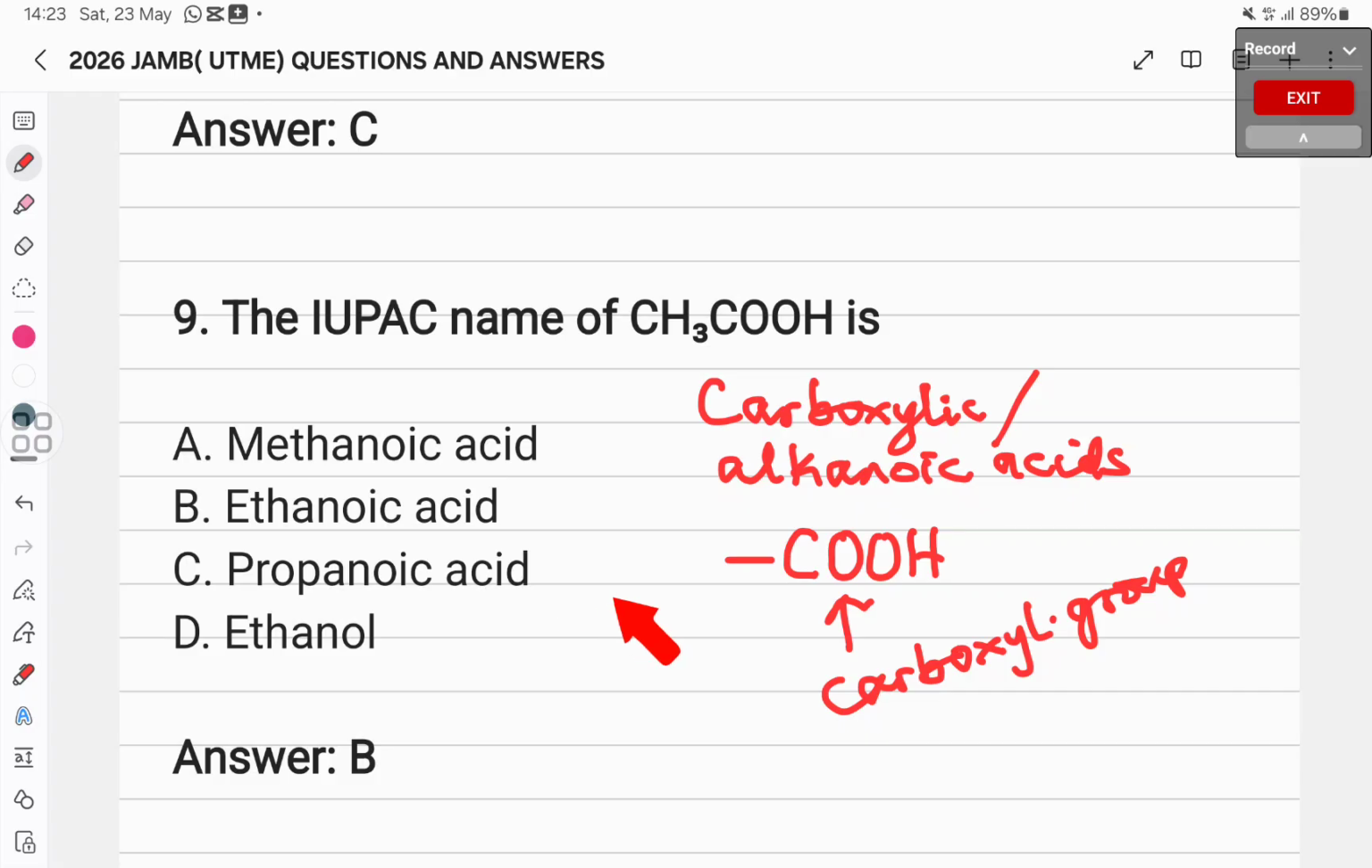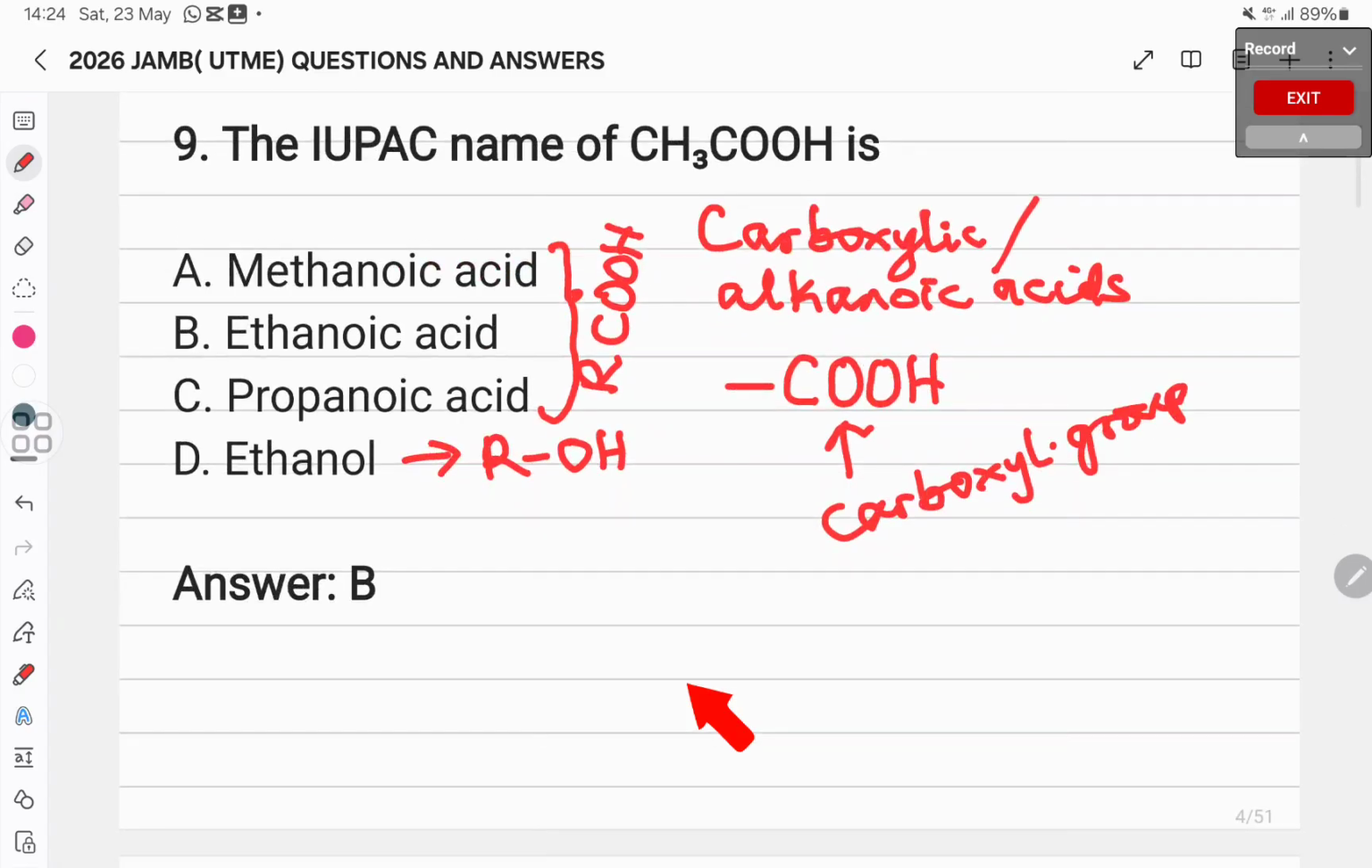Ethanol belongs to the homologous series we call the alkanols. These are members of the carboxylic acids, which we represent by this general formula, while this one belongs to the alkanols, which we represent by this formula. So the correct answer is B, because there are 2 carbon atoms.